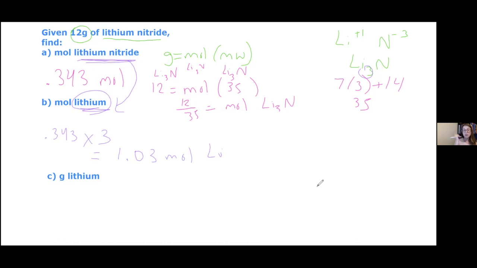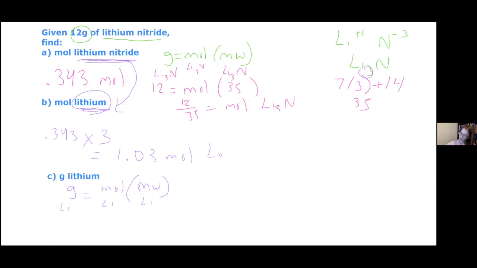Now for part C, they want the grams of lithium. So use the same idea that I used up here, where if we want the grams, it makes sense to use the formula with grams, but we need to make sure that everything we plug into that formula is of the same thing. So for instance, if I want the grams of lithium, I better use the moles of lithium times the molecular weight of lithium.